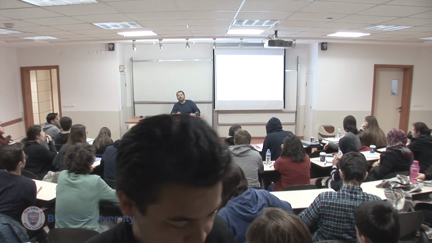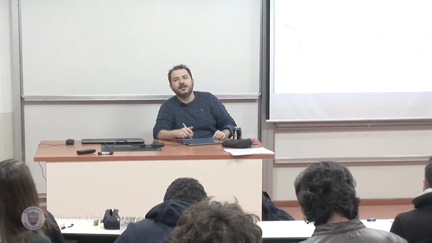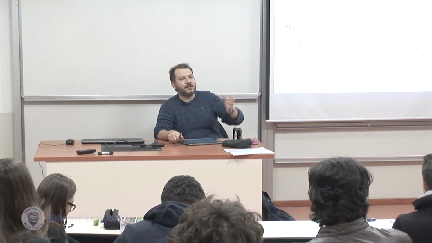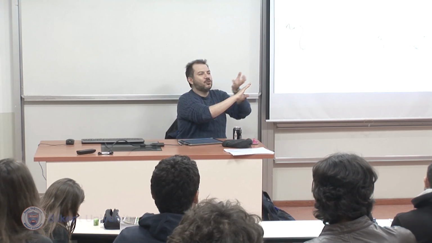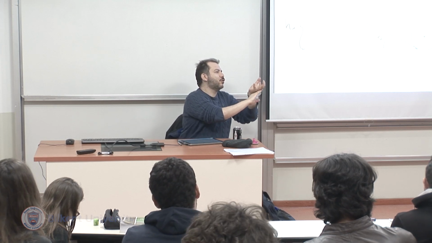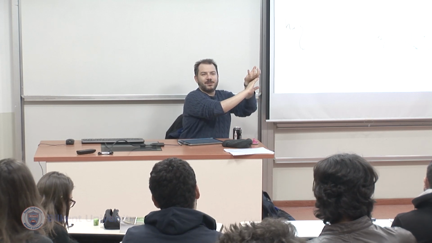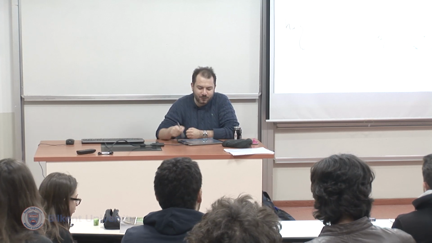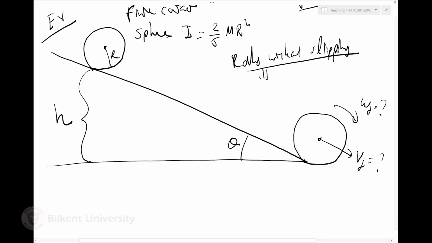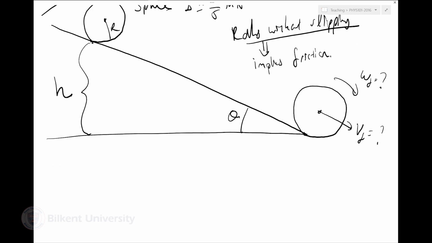So if there was no friction on the inclined plane, do you think the sphere will actually rotate when it's going down? If there is no friction, there is no reason for my sphere to turn. It will just slide down without rotating. So there must be friction if I say it rolls without slipping. So this implies friction.